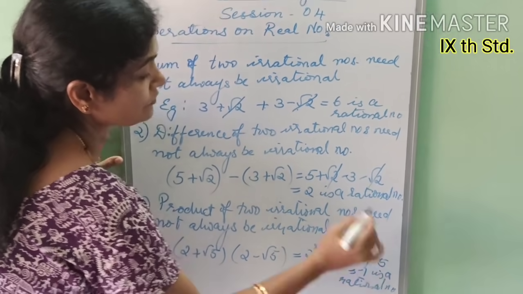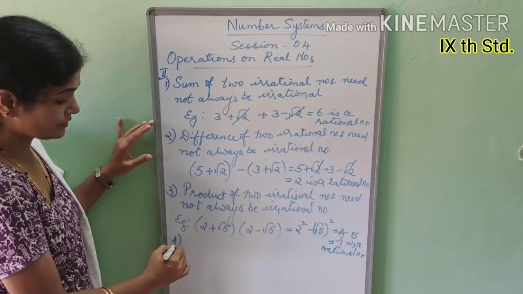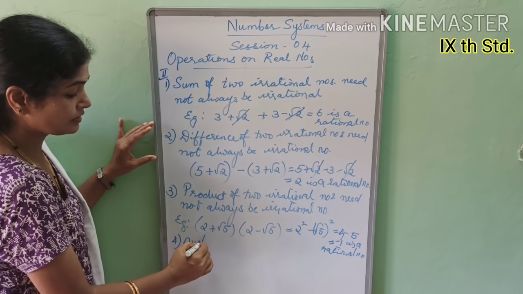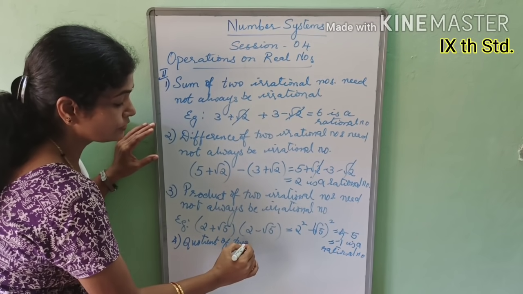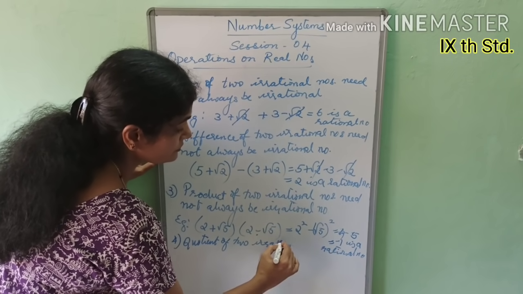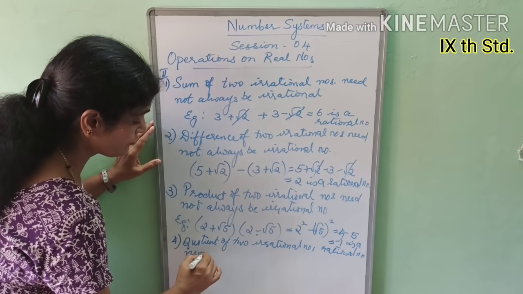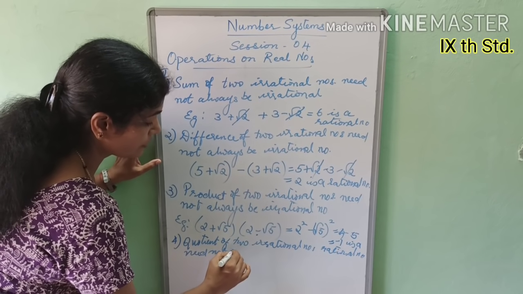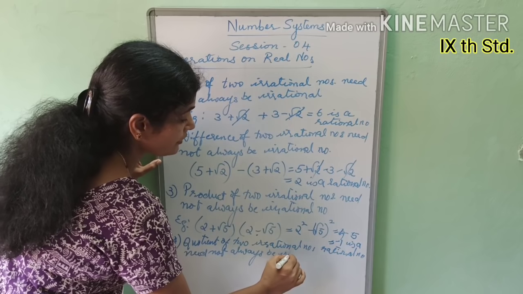Right? Now, similarly, if we go for the quotient of two irrational numbers, it need not always be irrational.